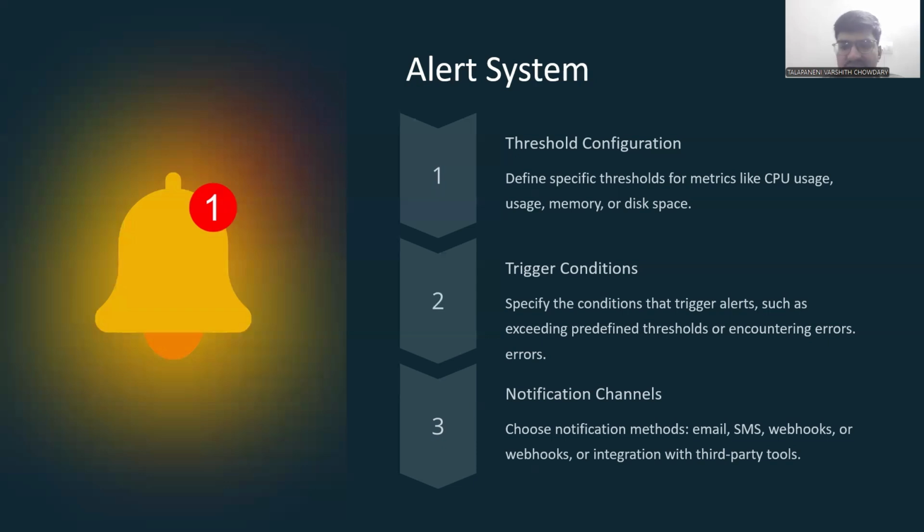And then notification channels. In this solution there is a thing called Slack, and if you have any errors or you're getting any alert, you can get it through email, SMS, or webhooks. These can also be integrated with third party tools, which can send you a mail.